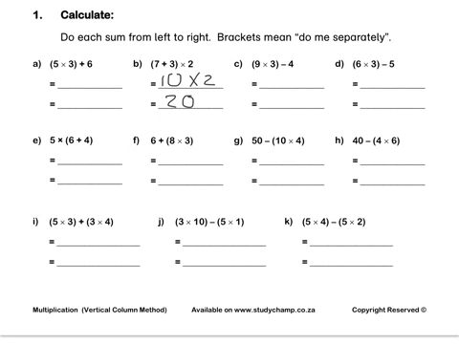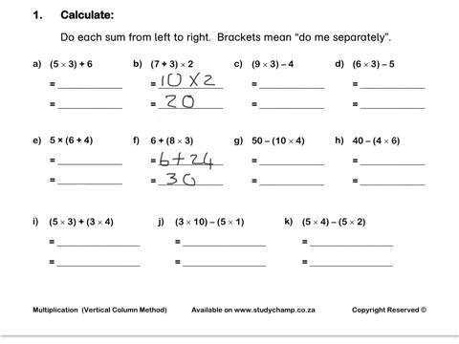Now let's look at F. We have 6 plus the bracket. Remember, we must do the sum from left to right. So 6 plus we leave for now, but we write it down. 8 times 3 is 24. And our final answer is 30.